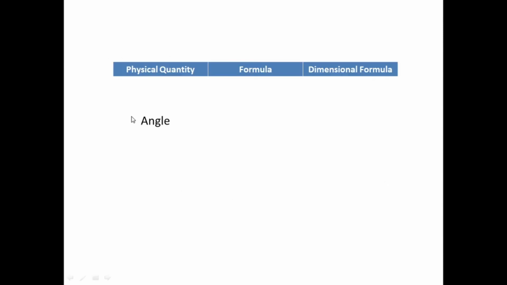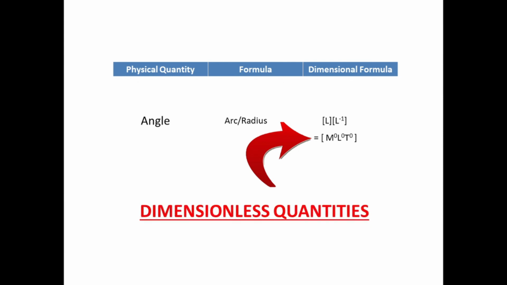A physical quantity angle with formula arc by radius has a different dimensional formula. Arc is measured in length, so we write L, and radius is also measured in length, so we write L power minus 1. These two cancel out each other, giving rise to dimensional formula M power 0, L power 0, T power 0. So this type of formulas with no physical dimensions are called dimensionless quantities. So this was a basic overview for deriving dimensional formulas.